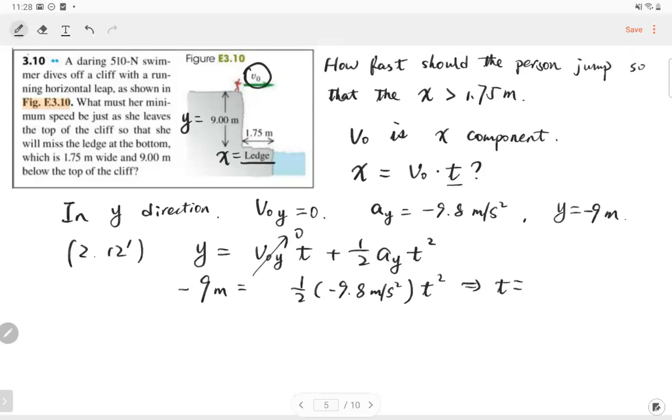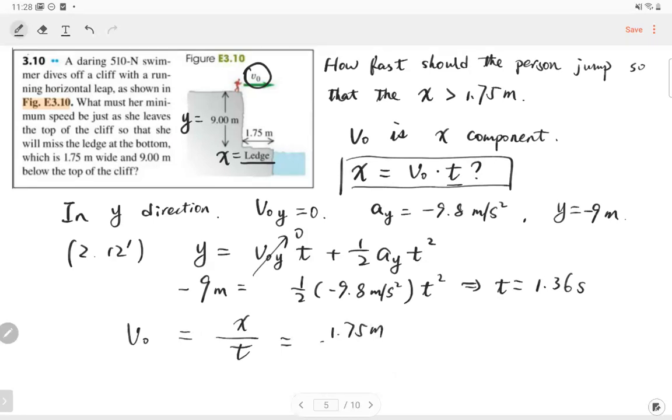Yes, and check the solution. The time is 1.36 seconds. Okay, so we already have the time. Let's go back to the first equation. We know the time and we know the x displacement is 1.75. So the velocity should equal x over time. That will be 1.75 meter over 1.36 seconds. That means the velocity should be larger than 129 meter per second.